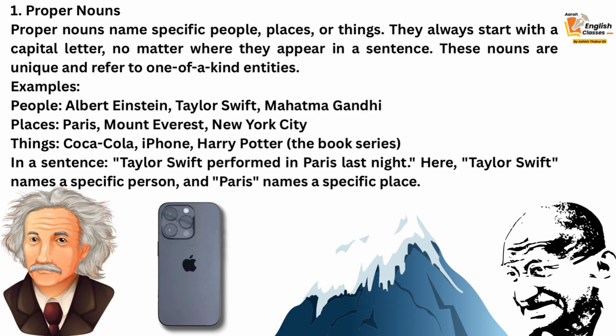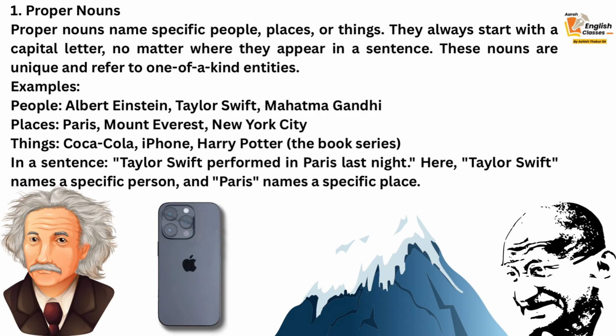Examples: people, Albert Einstein, Taylor Swift, Mahatma Gandhi. Places: Paris, Mount Everest, New York City. Things: Coca-Cola, iPhone, Harry Potter, the book series. In a sentence, Taylor Swift performed in Paris last night. Here, Taylor Swift names a specific person and Paris names a specific place.